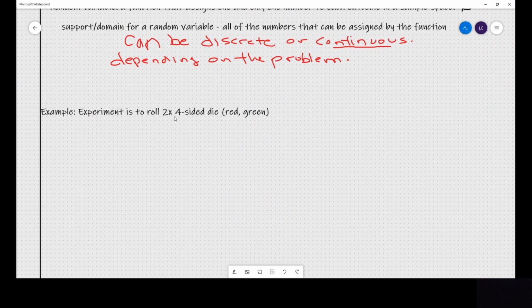So our experiment is we're going to roll 2 4-sided dice. Note that this is a 4, not a 6-sided die. Maybe a red one, I'll just underline this as red. So I have a red die and a green die, right? First thing we want to do is figure out what my sample space is going to be for this experiment. And that's pretty straightforward.